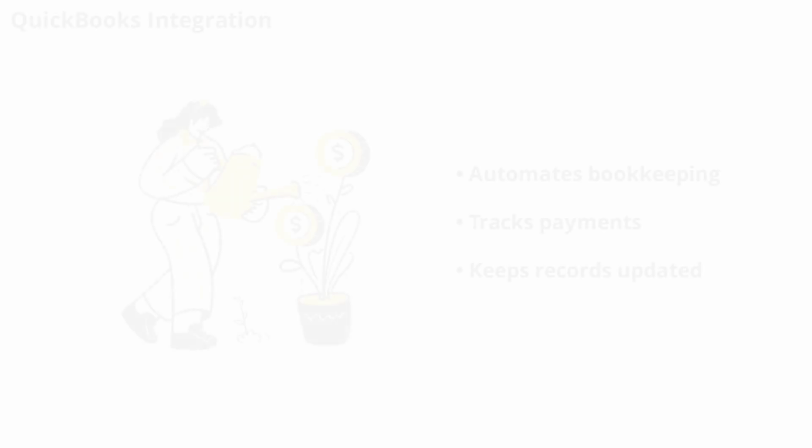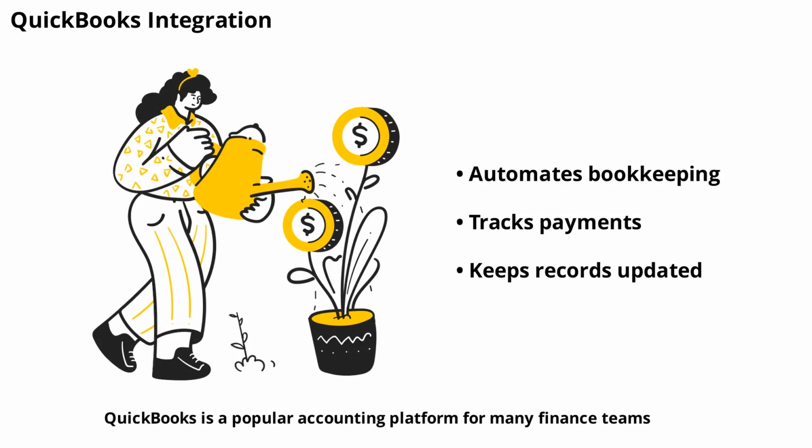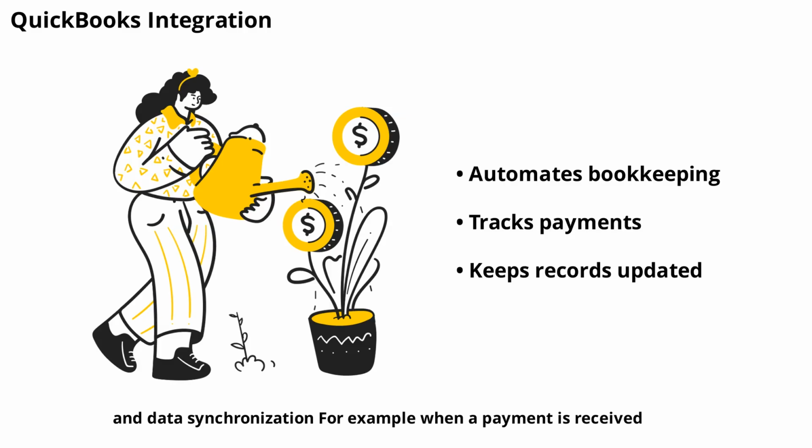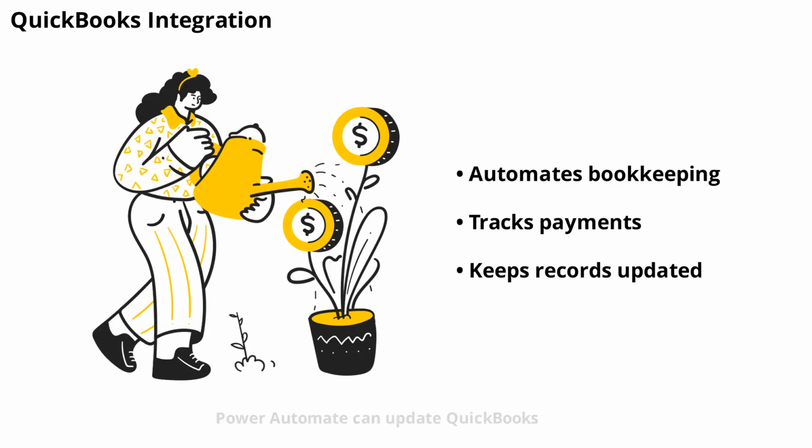QuickBooks is a popular accounting platform for many finance teams. Power Automate's integration with QuickBooks allows you to automate invoice creation, payment tracking, and data synchronization. For example, when a payment is received, Power Automate can update QuickBooks records and notify the finance team. This integration streamlines bookkeeping and ensures financial data is always current.